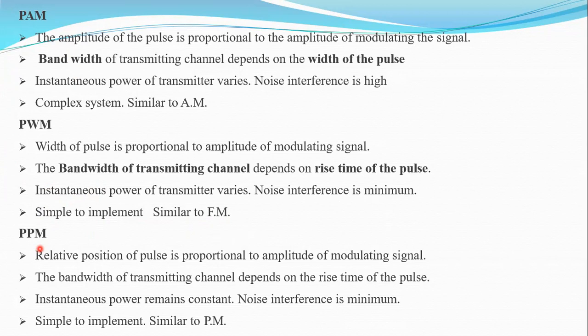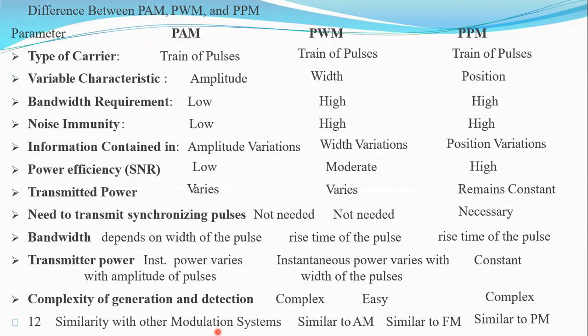So from this also we have a definition, that is the relative position of the pulse is proportional to the amplitude of the modulating signal, and the bandwidth of this transmitting channel depends on the rise time of the pulse. And the instantaneous power remains constant where noise interference will be minimum. And when it is compared to all these techniques, it is very much simple to implement, and it is very much similar to phase modulation, PM.